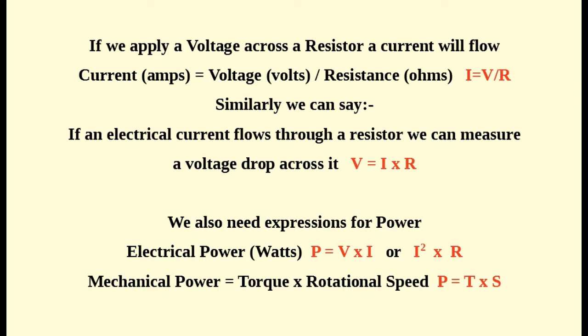Similarly, if an electrical current flows through a resistor, we can measure a voltage drop across it, V equals IR. We also need expressions for electrical power. Power P in watts equals V times I, which can also be expressed as P equals I squared R. Mechanically, power equals torque times rotational speed, or P equals T times S.